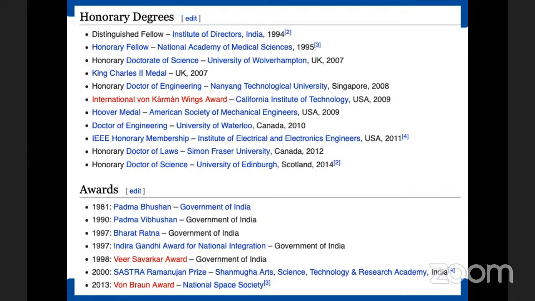That is in Tamil Nadu, from the Shanmugha Arts, Science, Technology and Research Academy. They gave another award in 2000. And the last award he received was the Von Braun Award from the National Space Society. These are some of the green memories about our honorable, lovable and inspiring teacher. He is none other than our Dr. APJ Abdul Kalam.